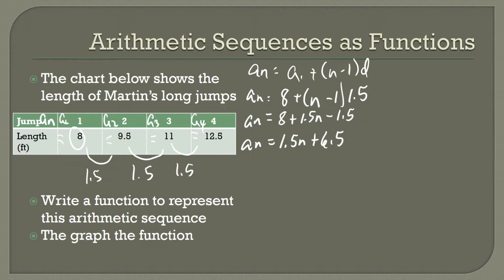And then if I'm going to rewrite this as a function, I could then say that f(n) is equal to 1.5n plus 6.5. Now, we're going to jump over to our calculator and graph this as a function. In this particular problem, this gives us a bit of an improbability in terms of using this function as a predictive instrument, but we'll talk about that once we graph it. So let's get over here to the graphing calculator.